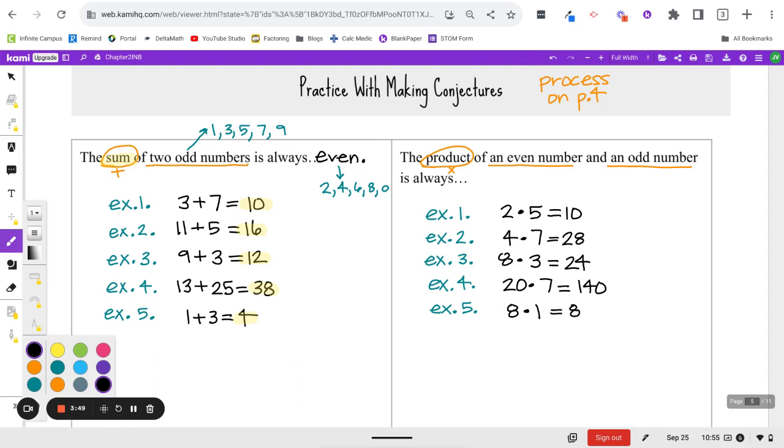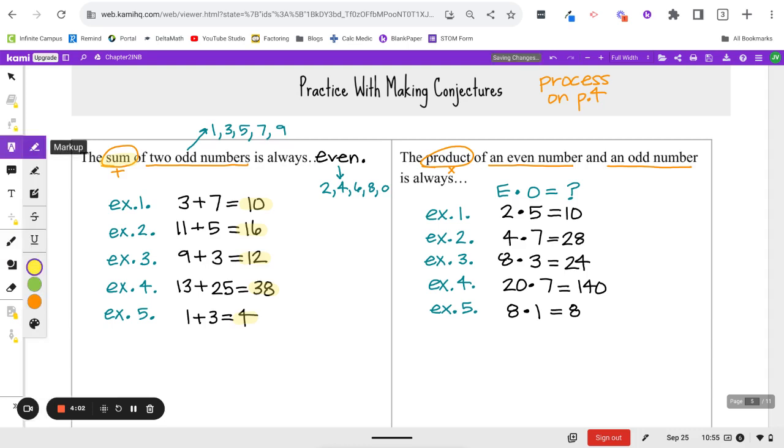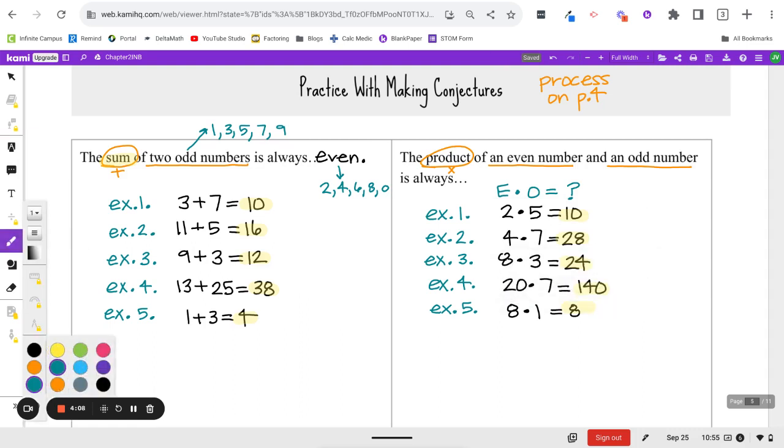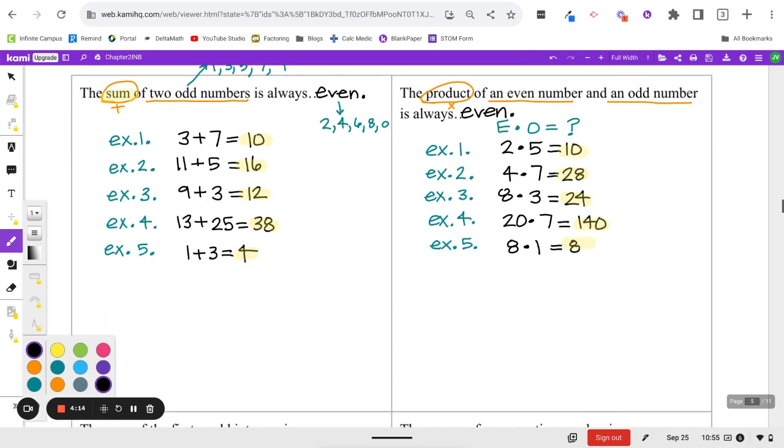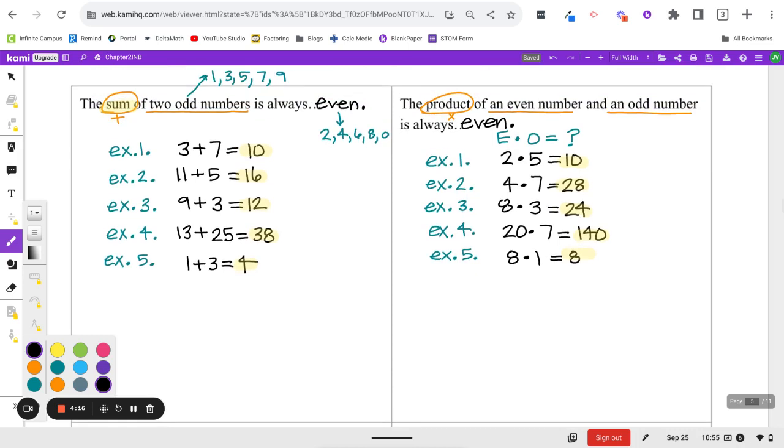It's 8, right? So what we were doing here, just to let you know, we were picking an even number and multiplying it with an odd number and asking ourselves, what's the pattern? In other words, the product, the answer to multiplying. What do you notice about those numbers? Well, I noticed that they are all even. Okay, so those 2 are pretty similar examples.